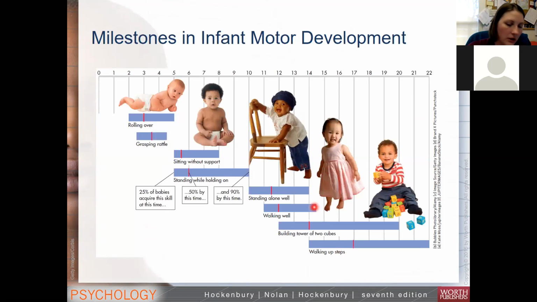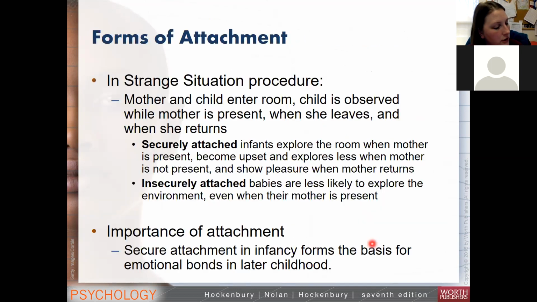Now, the last thing I'm going to talk about in this lecture, unfortunately, because I really wanted to get to language, but we're not going to get to that today. The last thing I want to talk about is the forms of attachment.